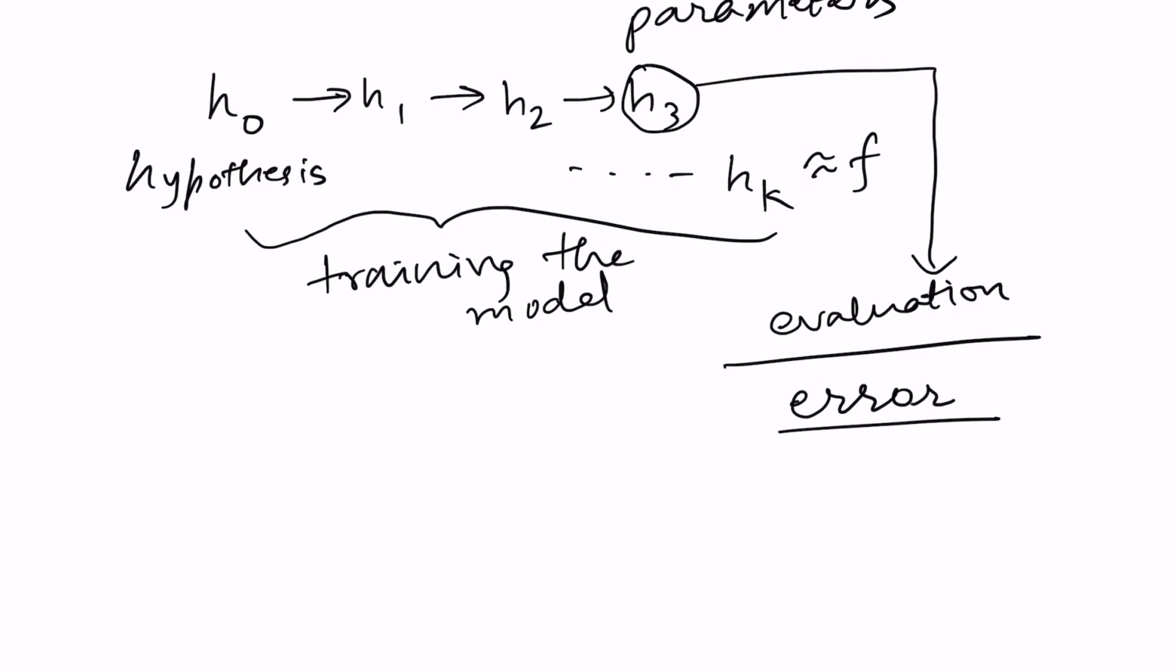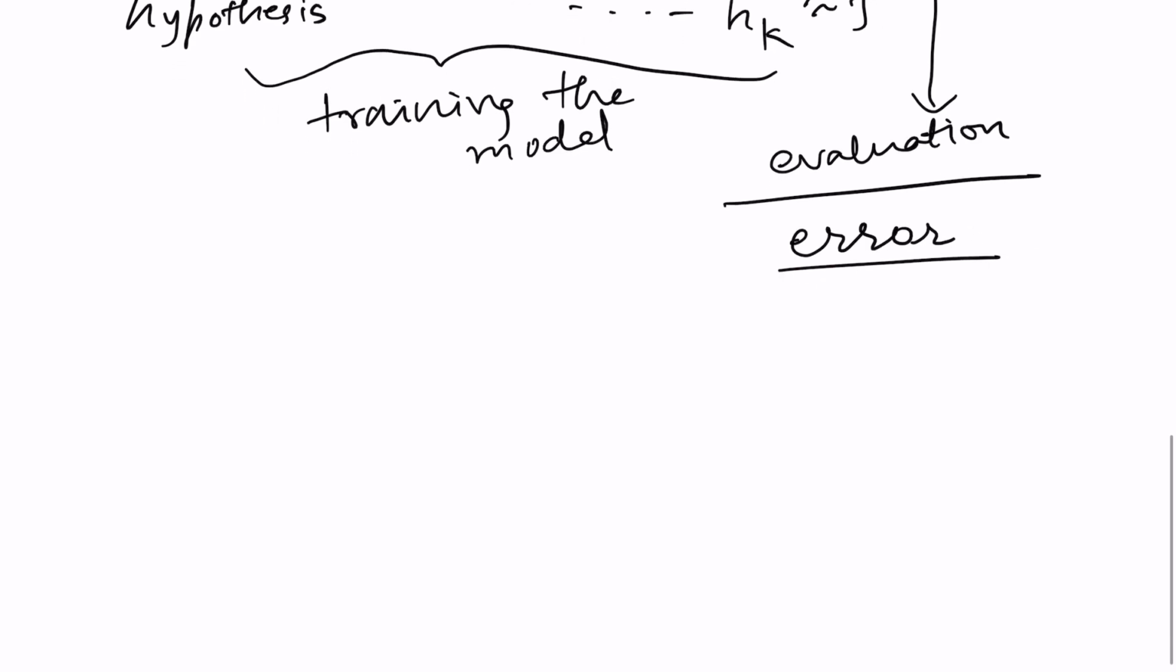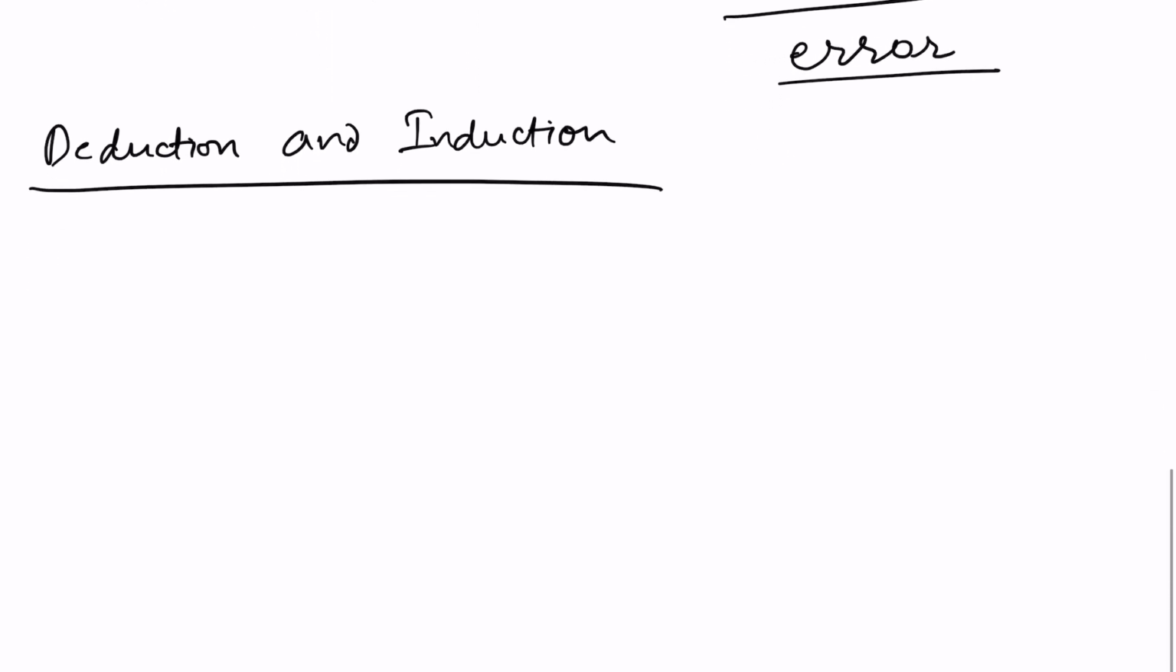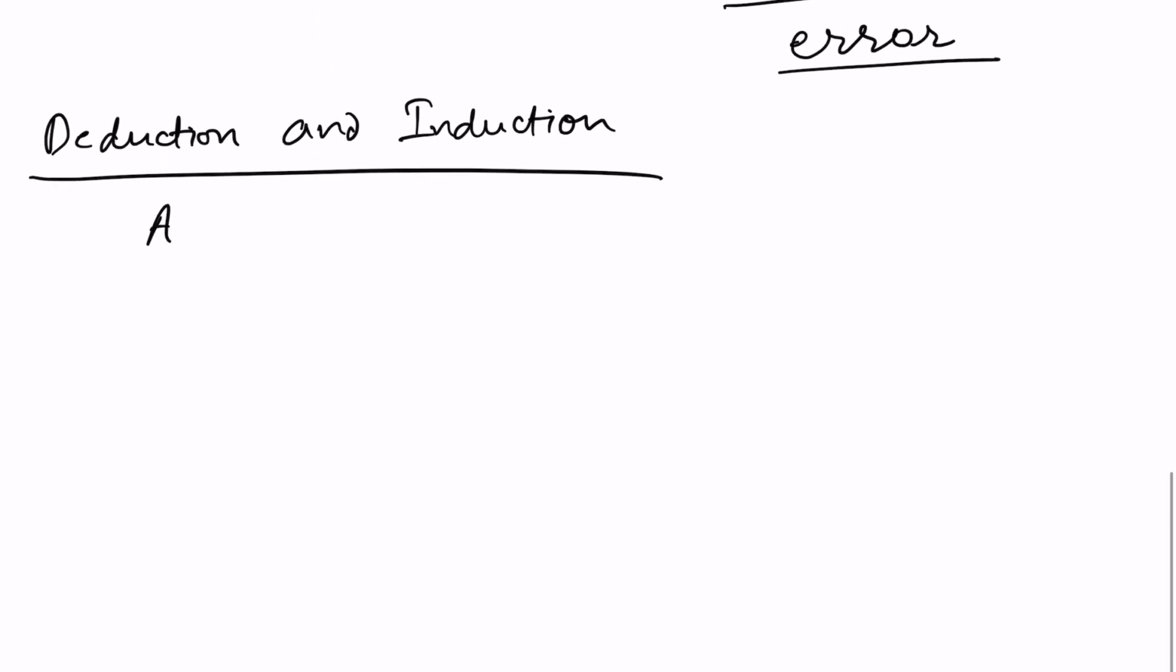Now, before we close this small introductory lecture, I would like to take a step back and talk about two methods: one is deduction and one is induction. In deduction, we have a general universal law. Say my universal law is that A implies B. This is my universal law.